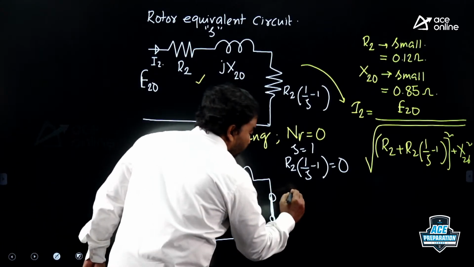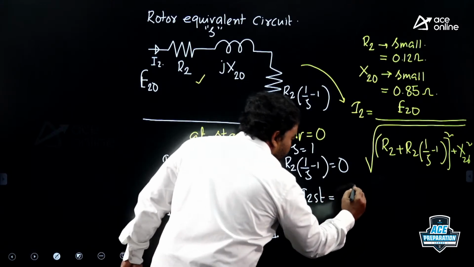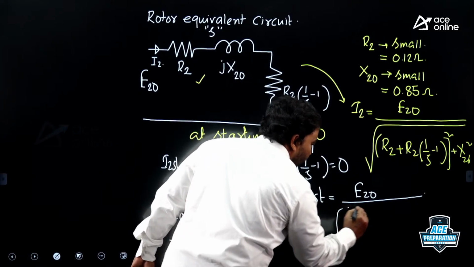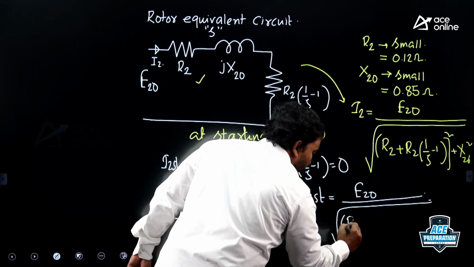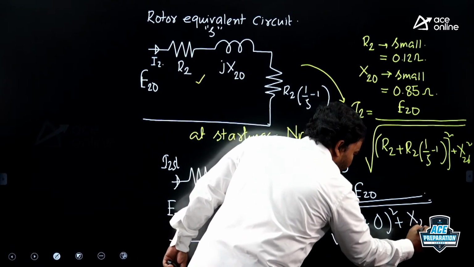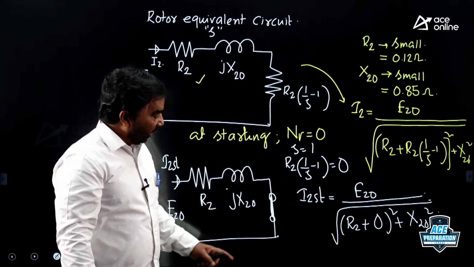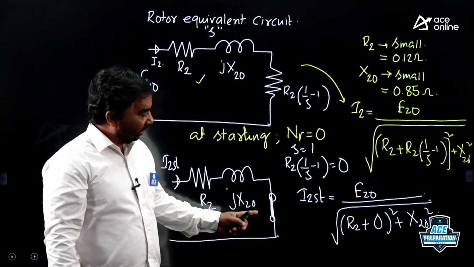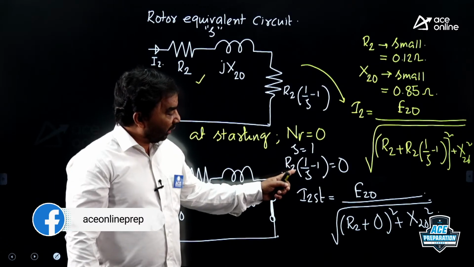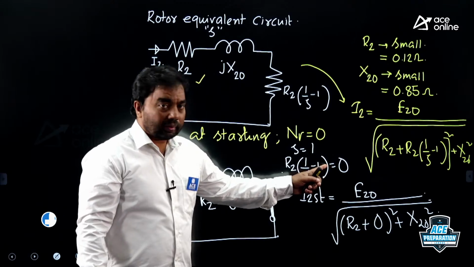If I try to write the equation, I2 start is equal to E2 naught by square root of R2 plus 0 whole square plus X2 naught whole square. You can see during starting which branch is not present in the rotor circuit: the load impedance. So which one is the load impedance here? R2 into (1 by S minus 1) is the load impedance, and that branch becomes 0 at starting.